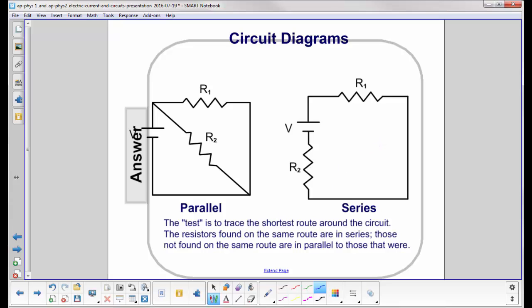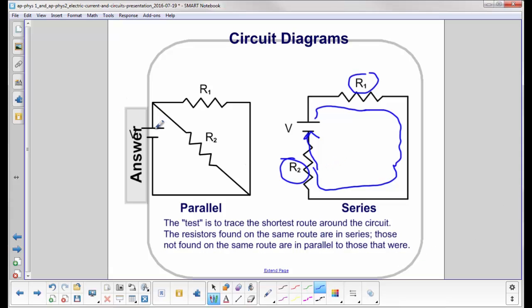Trace the shortest route around the circuit with a pen. If you find resistors on the same route, then they're in series. If they're not on the same route, then they're in parallel. Let's do the easy one first. I start here. Conventional current comes out the positive end, goes through. We hit resistor 1. We keep coming around the loop, heading back for the battery's negative terminal. We go through resistor 2, and here we are back where we started. So that's series. We find them on the same route.